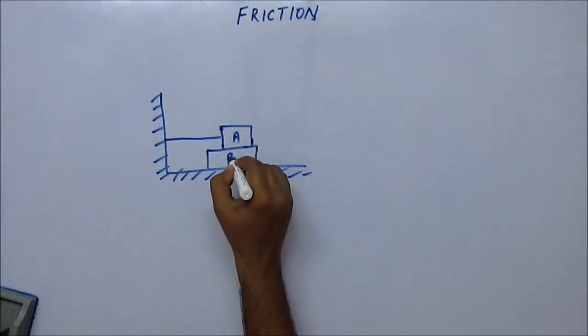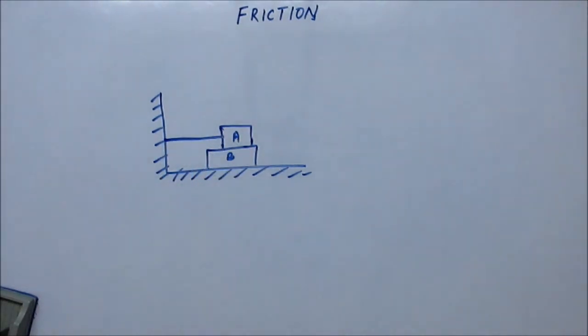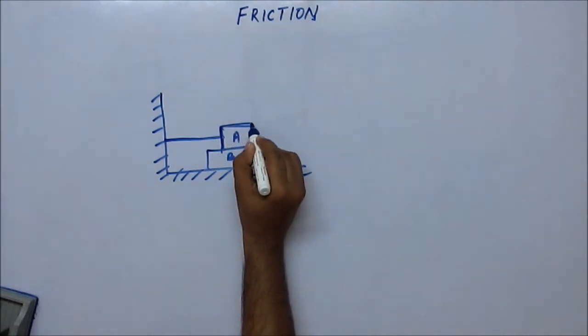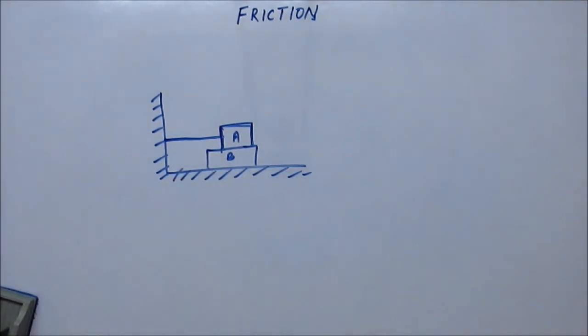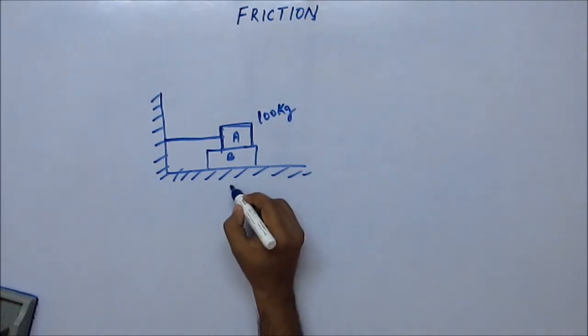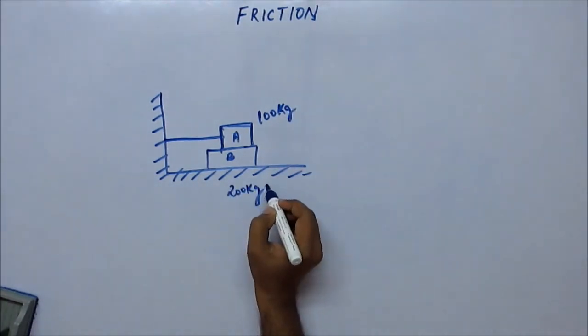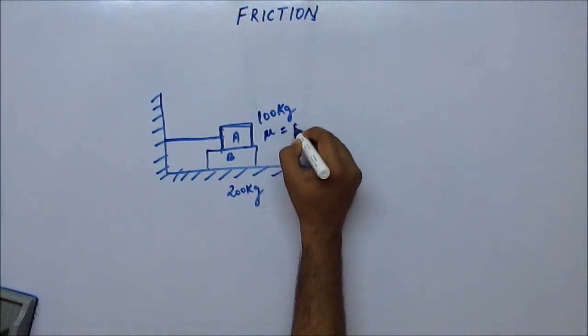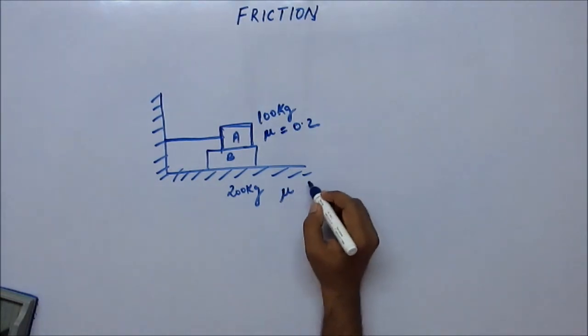This is A, this is B, this is a rod, and block A is attached to the rod so that it just lies on B and it cannot move forward. It is constrained to remain here. It cannot have any horizontal motion because of the rod. Okay, the mass of A suppose is 100 kg and the mass of B suppose is 200 kg. The coefficient of friction of the contact between A and B is 0.2 and the coefficient of friction between B and the ground is suppose 0.3.